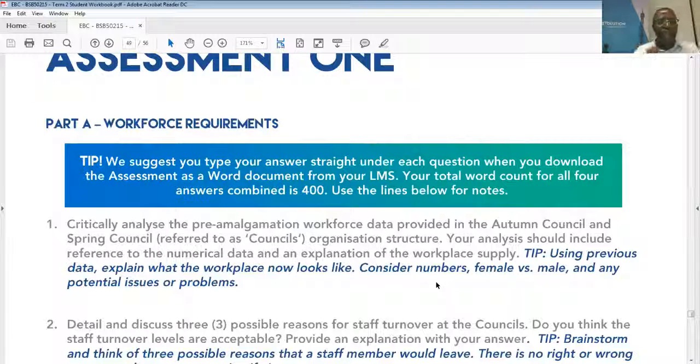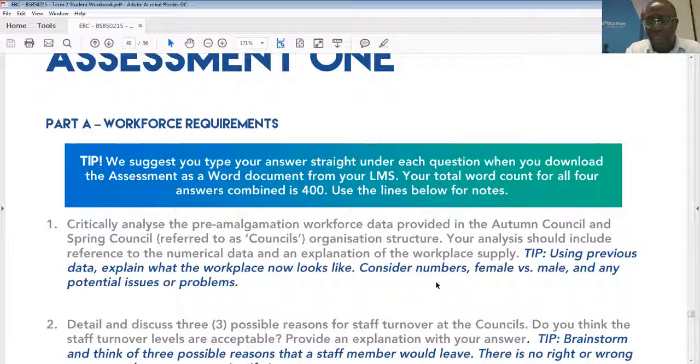Okay, so the first question: critically analyze the pre-amalgamation workforce data in the autumn council and spring council. What is it telling us? In the scenario, we have information that we want you to analyze and reference the numerical data, like the percentages of men, percentages of women, percentages of minorities. Those are the figures we want you to give us. Male and female ratios, what are the ratios? That was pre-amalgamation.